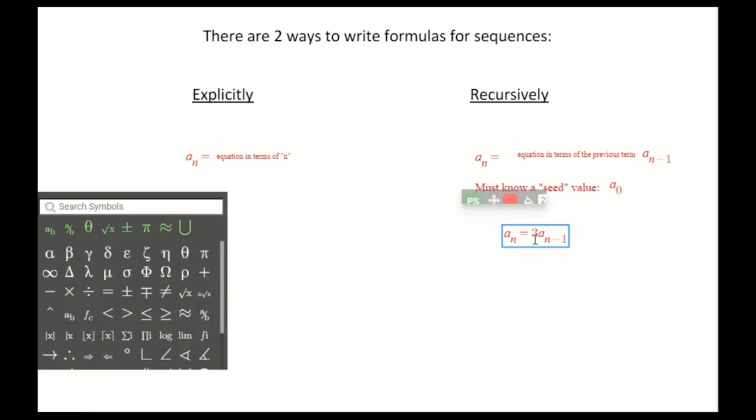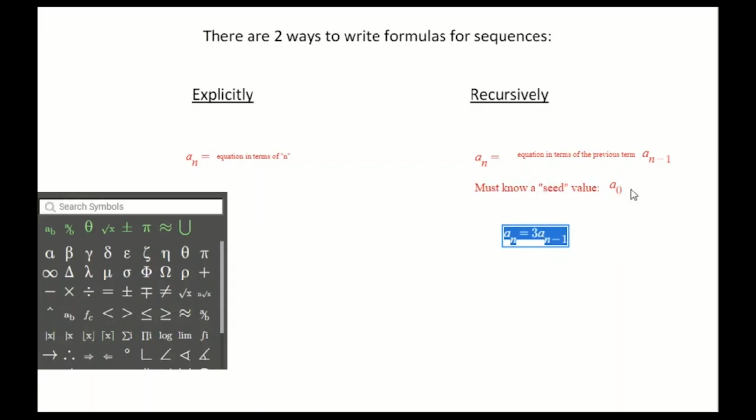But as you can imagine, you have to start somewhere, right? This is not enough information to give you the sequence, because instead of starting at 1, if say I started at 2, then my sequence would be 2 times 3 is 6, times 3 is 18, and so forth.